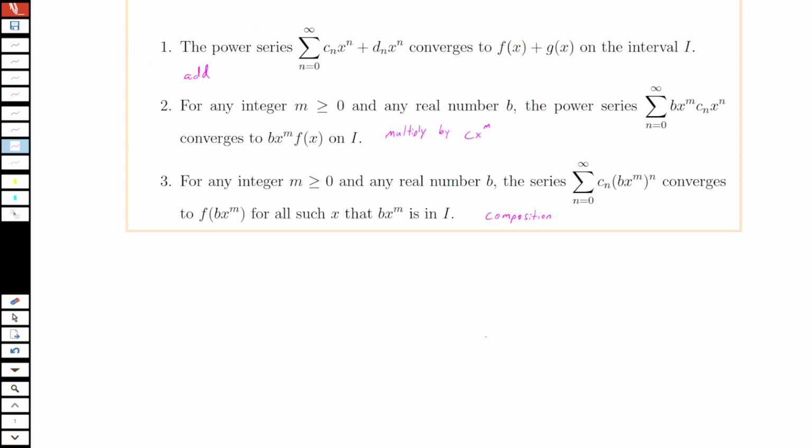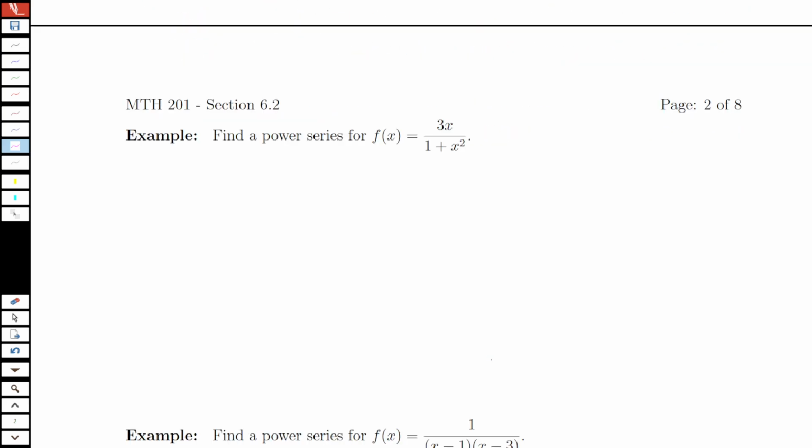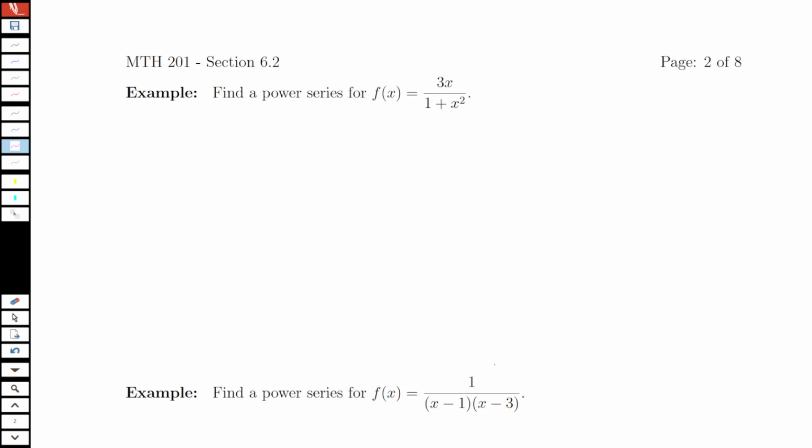Okay, so let's see how we can use these properties to find a new power series. So let's look at an example. Find a power series for this function. f of x is 3x over 1 plus x squared. A good starting point for most of these is going to be using the geometric series. Okay, so a over 1 minus r is the sum from n equals 0 to infinity of x to the n.